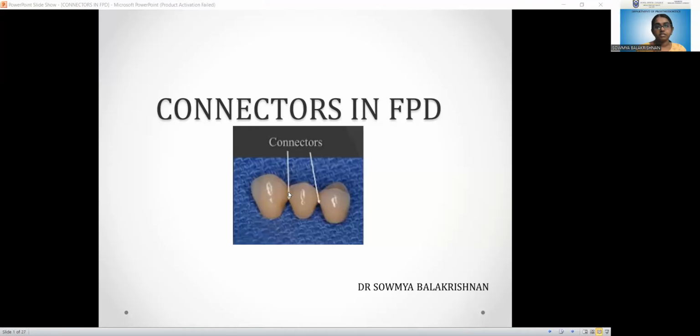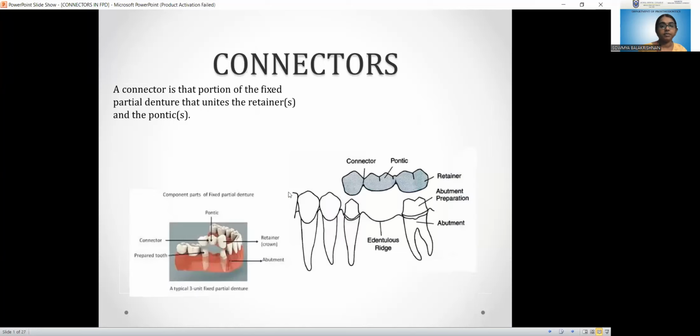So today's topic is about connectors in FPD. FPD has three components, that is the pontic, retainers and connectors. The pontic is that part of the FPD which replaces the missing tooth, and the retainer means the part of the FPD that is going to be cemented onto the abutment tooth, and the connector means that portion of the FPD that unites the retainer and also the pontic.